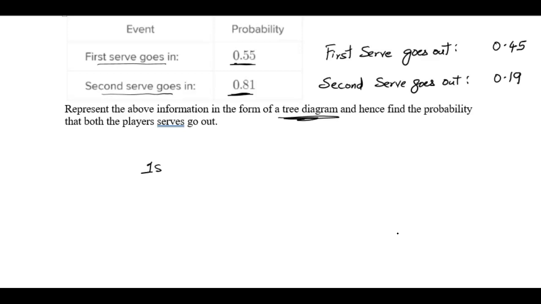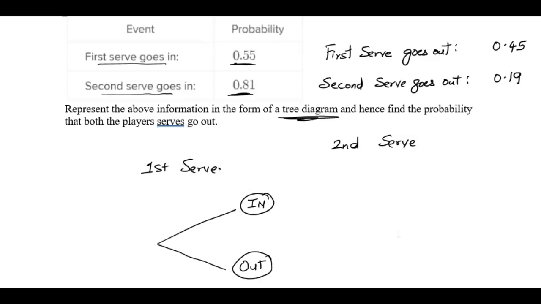So first serve, and then the second serve as the second part of the two-step experiment. When we do the first serve, we've got two options, either the serve could go in, or out. What are the chances of the first serve going in? That is 0.45, and the chances, my bad, I did make a mistake there, guys. The chances of the first serve going in is 0.55, and the chances of the first serve going out is 0.45. Now let's read the question again.